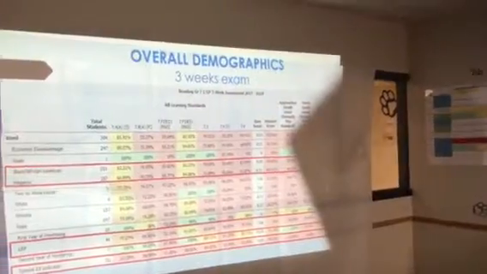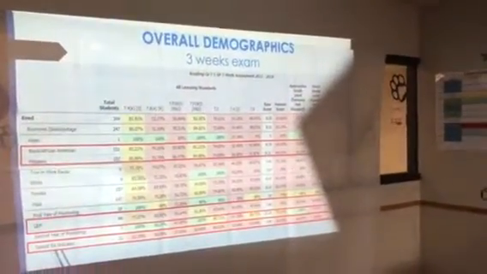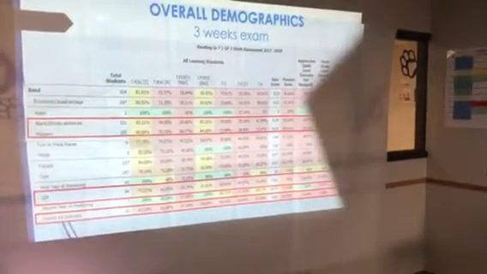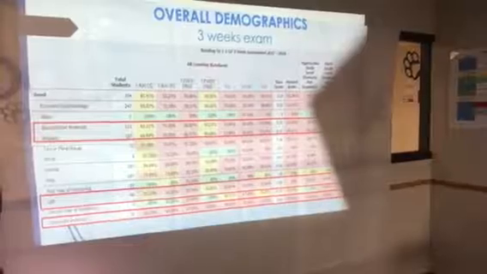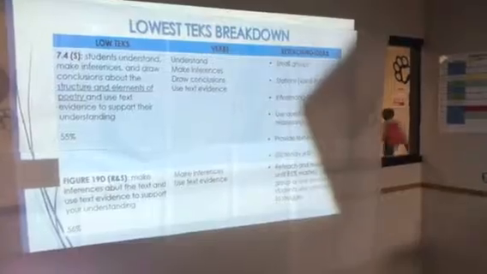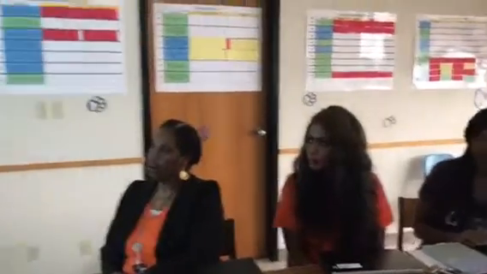I also highlighted the different demographic populations to draw attention to our special pops: Black, African American, Hispanic, LEP, and our SPED students. These were the TEACS we pulled, 7.4 and figure 19D. Students should be able to understand, make inferences, and draw conclusions about the structure and elements of poetry using text evidence, as well as make inferences about the text using text evidence to support understanding. The beginning percentages were 55% and 56% respectively.